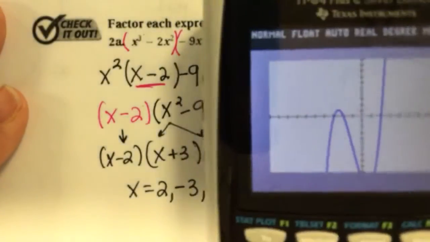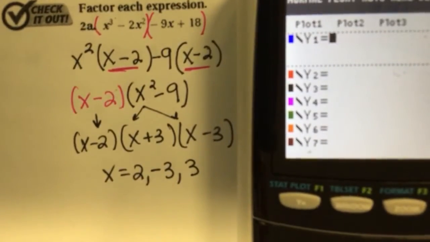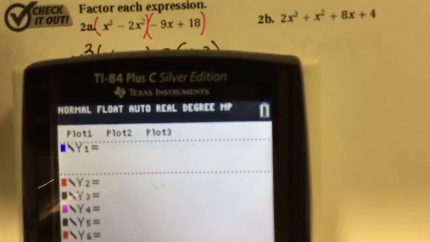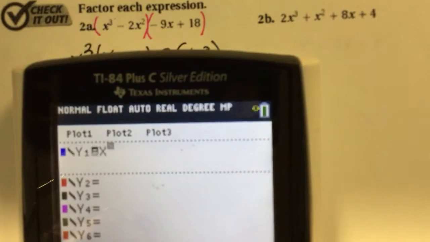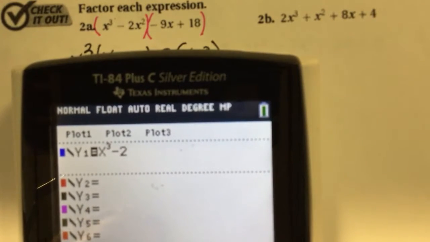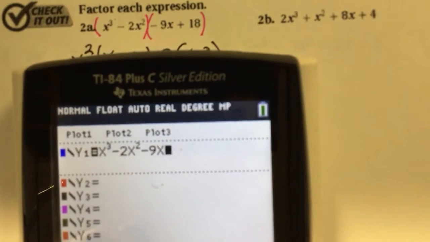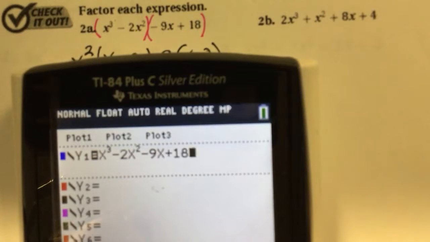So I can check my work again by going to my graphing calculator. In the y1, go ahead and put in our original equation. So x cubed minus 2x squared, and minus 9x plus 18. Hit the graph.